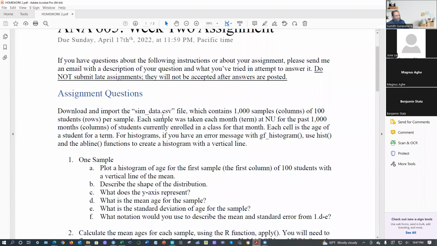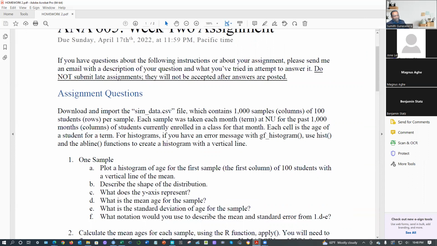Download and import the sim_data.csv file, which contains 1,000 samples. Columns are samples of 100 students. Rows are the students per sample. Each sample was taken each month at NU for the past 1,000 months, of students currently enrolled in a class for that month. Each cell is the age of a student for a term. For the histogram, if you have an error message, use hist and the abline function to create the histogram. These are simulated data. There's no way that somebody collected this data for 1,000 months.